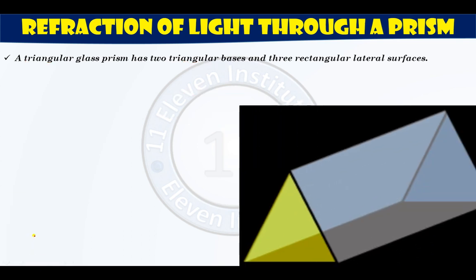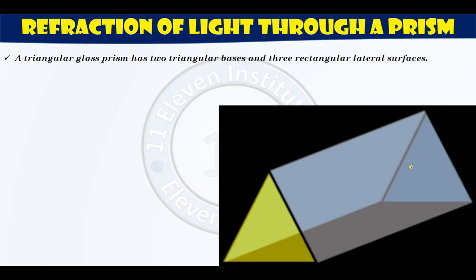Let me show you a better image. First triangle, second triangle, first rectangle, this one, second rectangle, this one, and third rectangle at the base. You can clearly see that. And this angle between any two lateral surfaces is known as the angle of prism. I hope this is quite clear to you. These surfaces are inclined to each other. You can see they are inclined to each other.